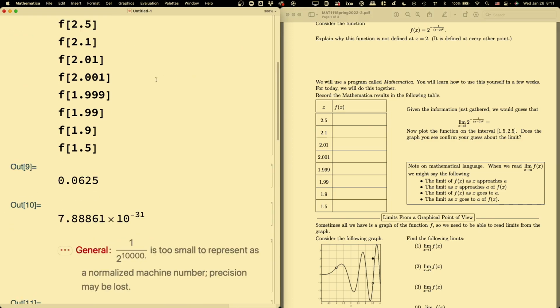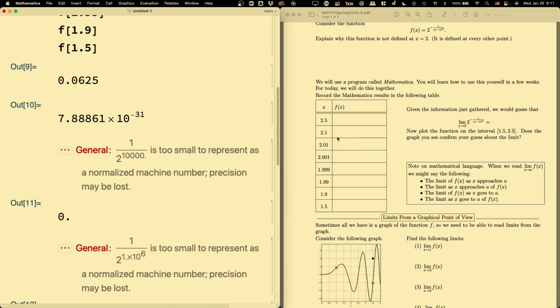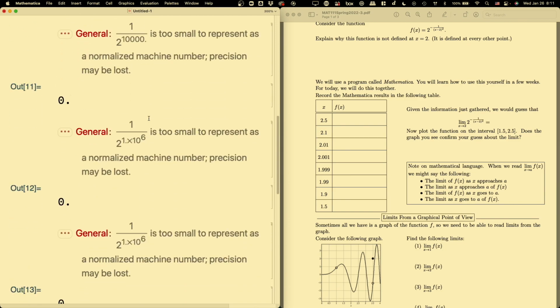Okay, so what do we get? 0.0625 for the first one. When we plug in 2.1, we get something times 10 to the minus 31st. And then what do we get for 2.01? Yeah, 0 point and an error, okay? This number is too small to represent as a normalized machine number. Precision may be lost, okay?